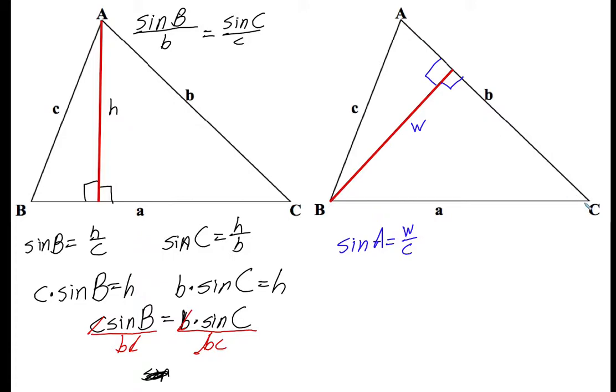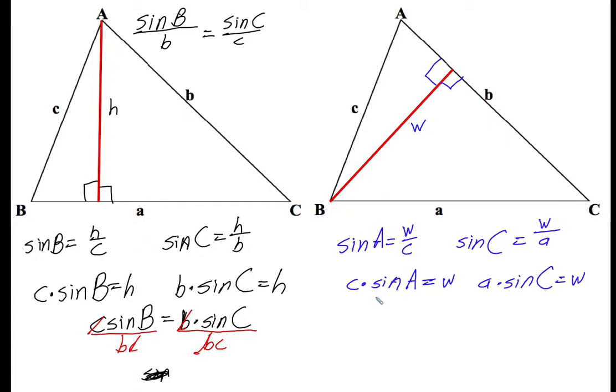In the other triangle, W is across from angle C, and A is the hypotenuse. So the sine of big C equals W over A. Solving both of them for W, I'll multiply by C here. C times the sine of A equals W. Multiplied by little a here, A times the sine of big C equals W.